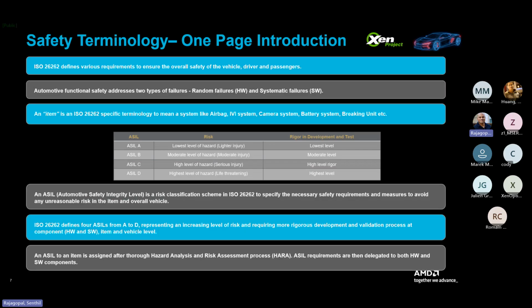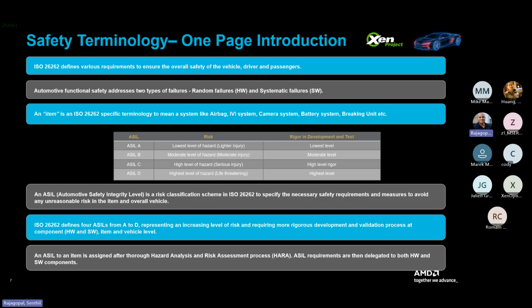One is random failures, which deals with hardware failures, and there are a lot of fault metrics. The other is systematic failures, which is more towards the design process of the hardware as well as the software development process. It deals with all the software failures. In ISO 26262 terminology, a system is defined as an item. An IVI domain controller is an item. A camera system is an item.